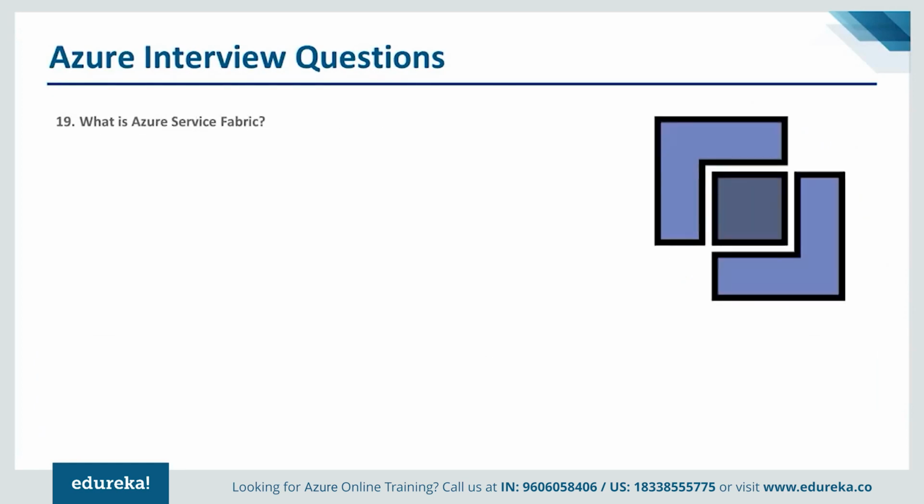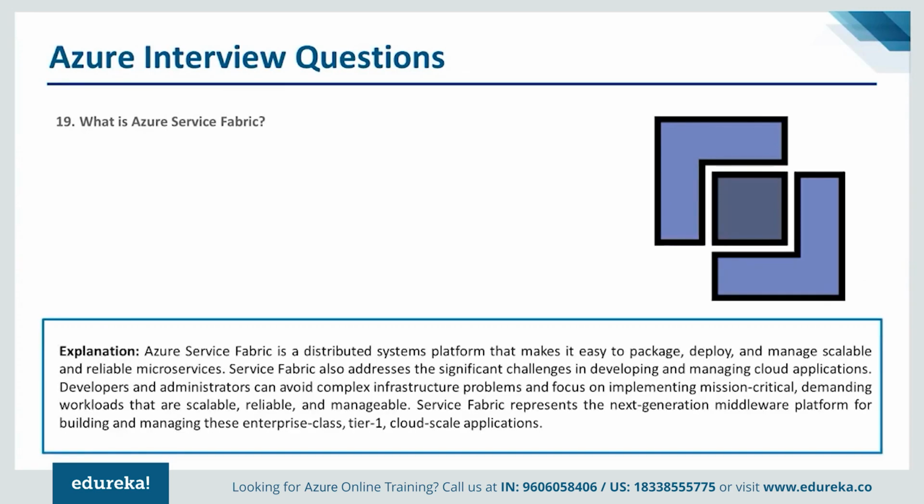Now the next question, a very important question. What is the Azure Service Fabric? Azure Service Fabric is a distributed system platform that makes it easy to package, deploy, and manage scalable and reliable microservices. Okay, so this is the component which actually controls your network, your storage, and your compute, which are basically the most critical components of my cloud.